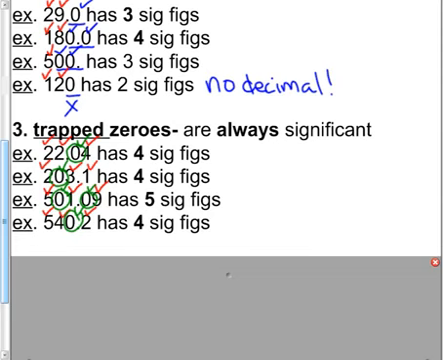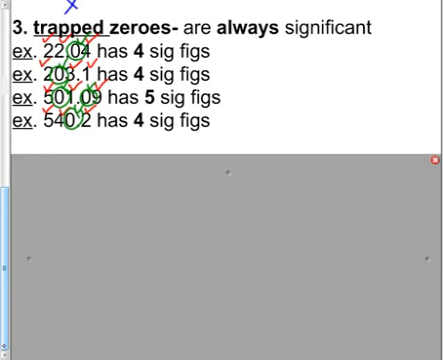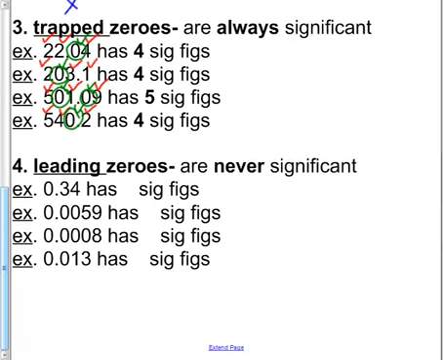In these particular numbers, it doesn't matter what the decimal is, as long as the zero is trapped between 2 non-zero numbers. Our final rule is about leading zeros. So we talked about zeros that trail at the end, zeros that are trapped in the middle, and now we have leading zeros that are at the very beginning of numbers. So we just underline them so that we know where those leading zeros are. So all of those are leading zeros because they're at the beginning of a number.